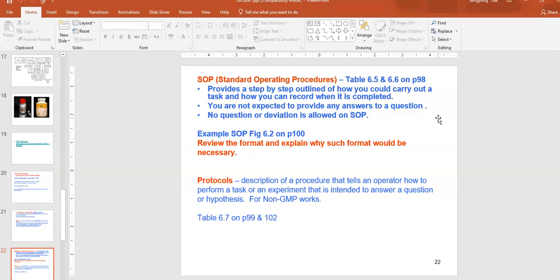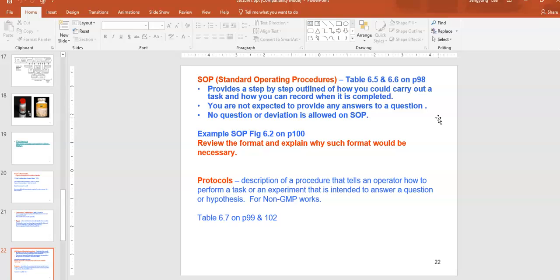So the main function of the SOP is what? To provide a step-by-step outline of how you could carry out a task. Okay, and there's a very detailed instruction that you need to follow. Then you will not make any mistake in your task. So it is to develop a kind of standardized instruction for the users to be able to complete the task. That is the function of the SOP.